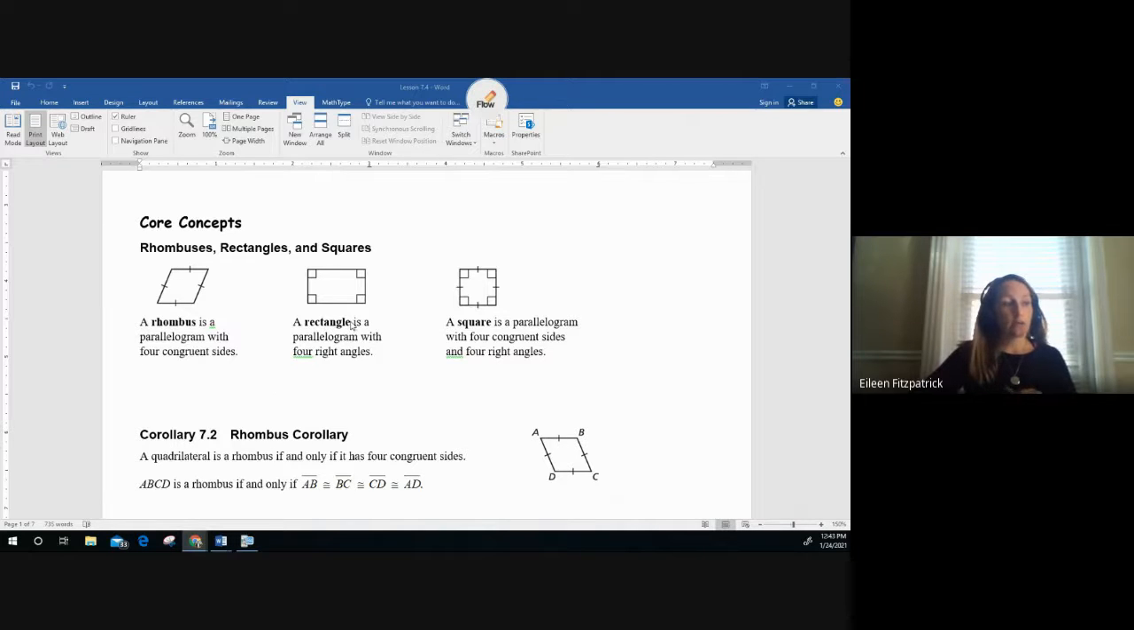A rectangle is a parallelogram. So again, those 5 facts, which I'm going to write down in a second, those 5 facts are true about a rectangle. And then a rectangle, by definition, is a parallelogram with 4 right angles. Okay. And then a square is a parallelogram. So all 5 facts about a parallelogram are true for a square. And then a square has 4 congruent sides and 4 right angles.